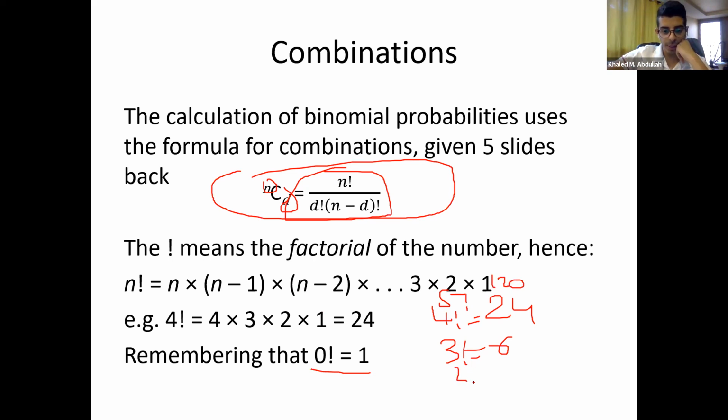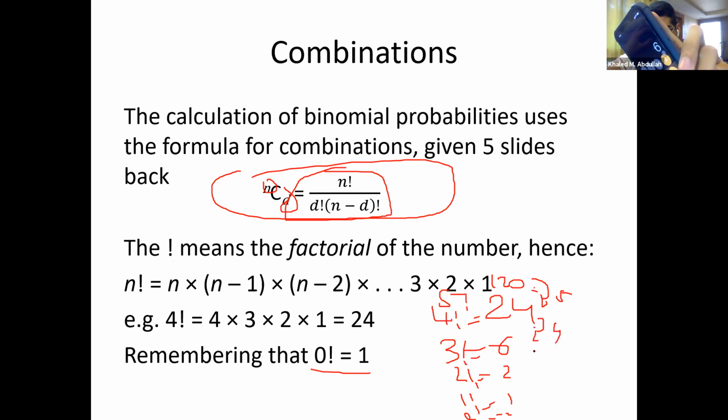And then 2 factorial is going to be 2. And then 1 factorial is going to be 1. And then 0 is going to be 1. So how can you prove this? Look, 120, if you divide by 5, what happens? Divide 120 by 5, you're going to get 24, right? So now divide 24 by 4, you're going to get 6, right? Divide 6 by 3, you're going to get 2, right? Divide 2 by 2, you're going to get 1.